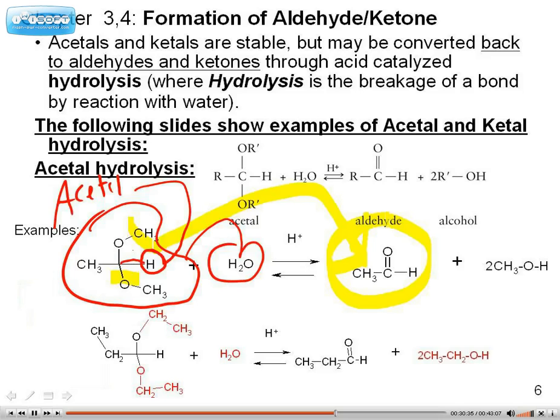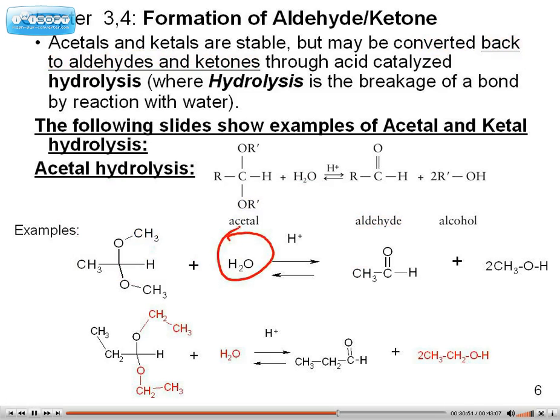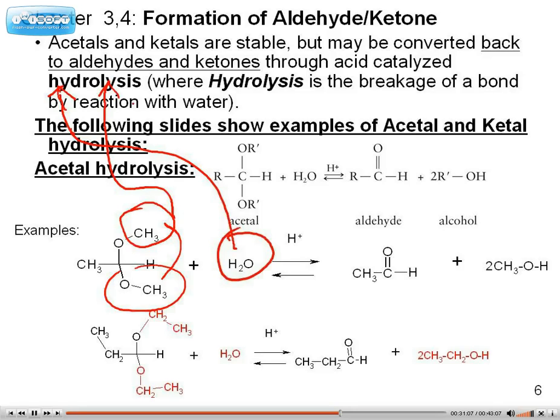So keep in mind, this is a reverse reaction because we're converting back to an aldehyde and ketone. Because we're using water, one way of expressing water is to say the word hydro. So because we're using water to break these bonds right here, break the CH3 and the OCH3, we say it's hydrolysis. Lysis means to break. So this is called a hydrolysis reaction. We have an acid catalyst that can be present to speed things up.